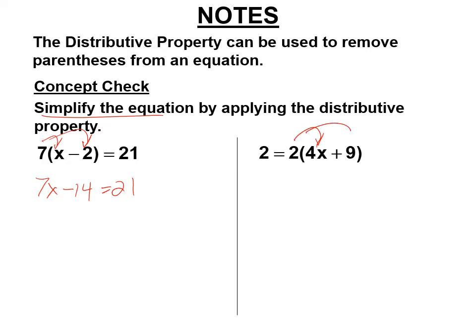Here, right, you have parentheses. You do the distributive property, you get 8x plus 2 times 9. Oh, yeah, 18. Sorry, I was having a brain freeze, right? But that is a two-step equation as well.